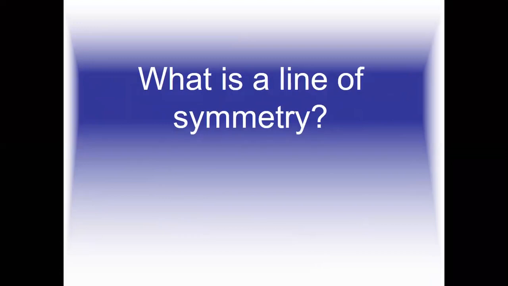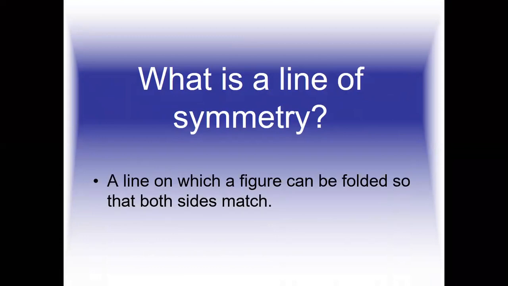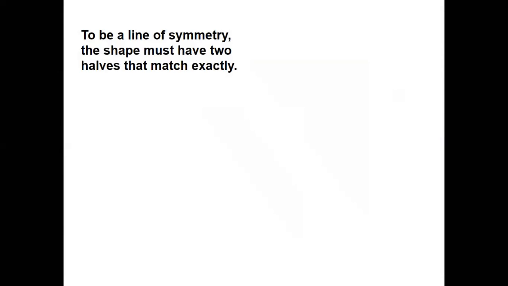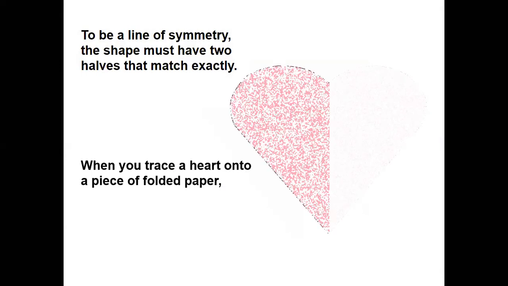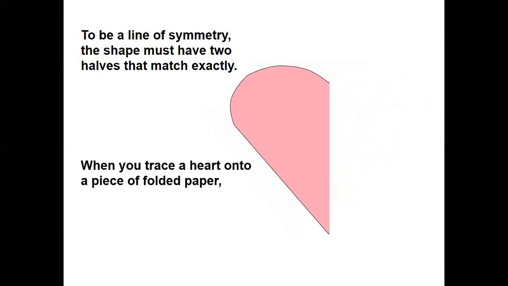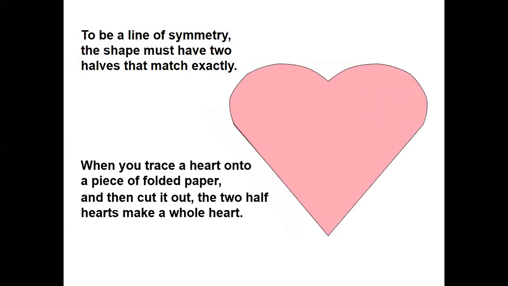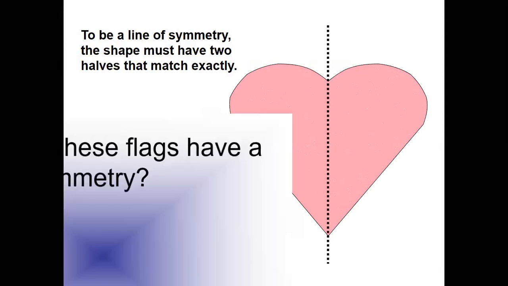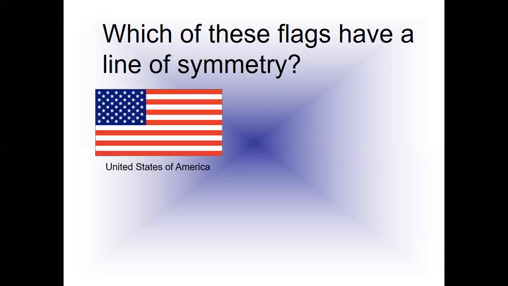What is a line of symmetry? A line on which a figure can be folded so that both sides match. That's what we call a line of symmetry. To be a line of symmetry, a shape must have two halves that match exactly. When you trace a heart onto a piece of folded paper and then cut it out, the two halves can show a line of symmetry.